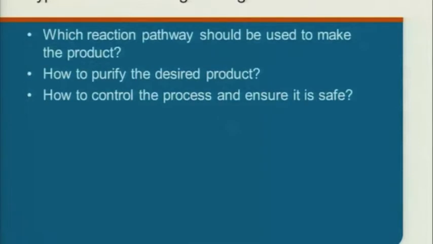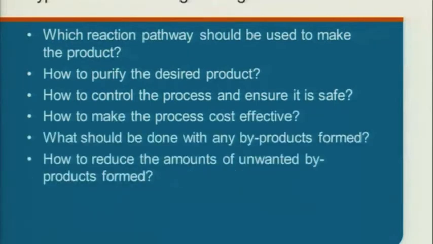So some typical chemical engineering decisions are which reaction pathway should we use? Purification, how do we get a product with the level of purity that we need? Control, it's also the electrical side of things, but how do we control the process and ensure that it's safe? How do we do things cost effectively? Byproducts, this is a big issue.